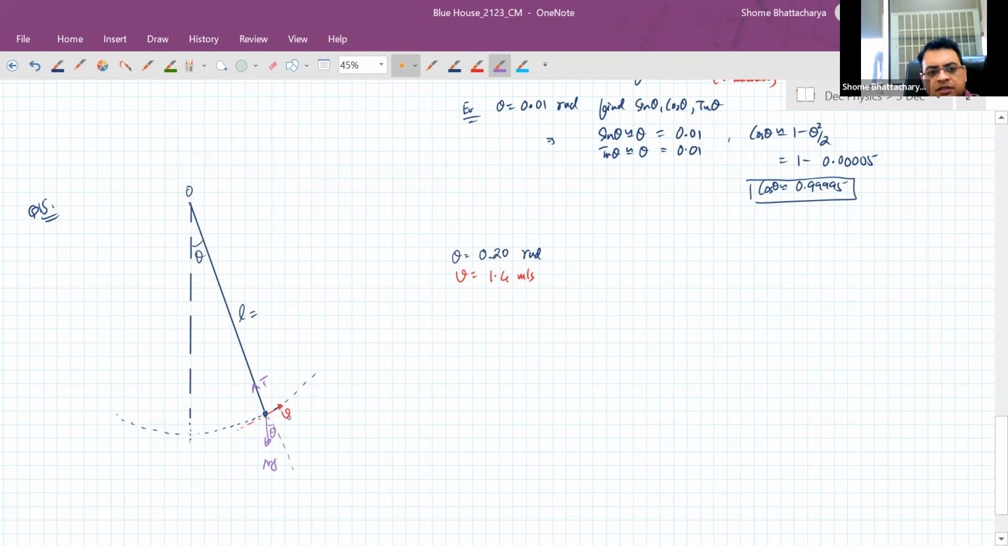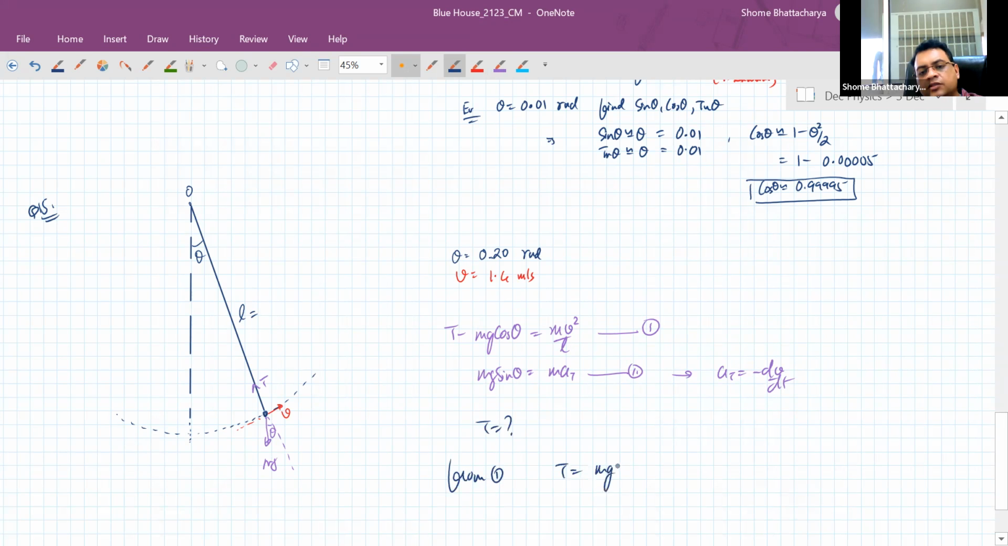So we'll just use the normal dynamics that T minus mg cos theta is equal to mv square by L. And of course, mg sin theta is providing the tangential deceleration. In this case, it is minus dv by dt. That's why I said in this particular question, we'll not need sin theta because they've not asked for the tangential deceleration. They've asked to find the tension. So from equation 1, the tension will be mg cos theta plus mv square by L.